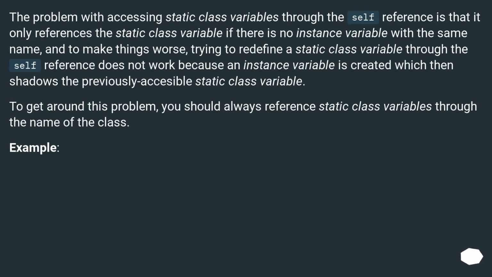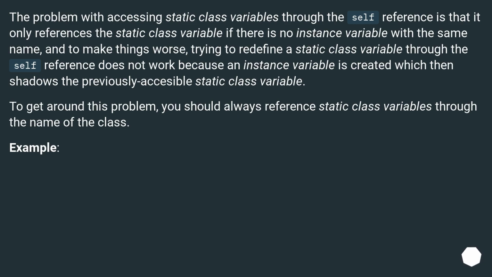The problem with accessing static class variables through the self-reference is that it only references the static class variable if there is no instance variable with the same name, and to make things worse, trying to redefine a static class variable through the self-reference does not work because an instance variable is created which then shadows the previously accessible static class variable. To get around this problem, you should always reference static class variables through the name of the class.